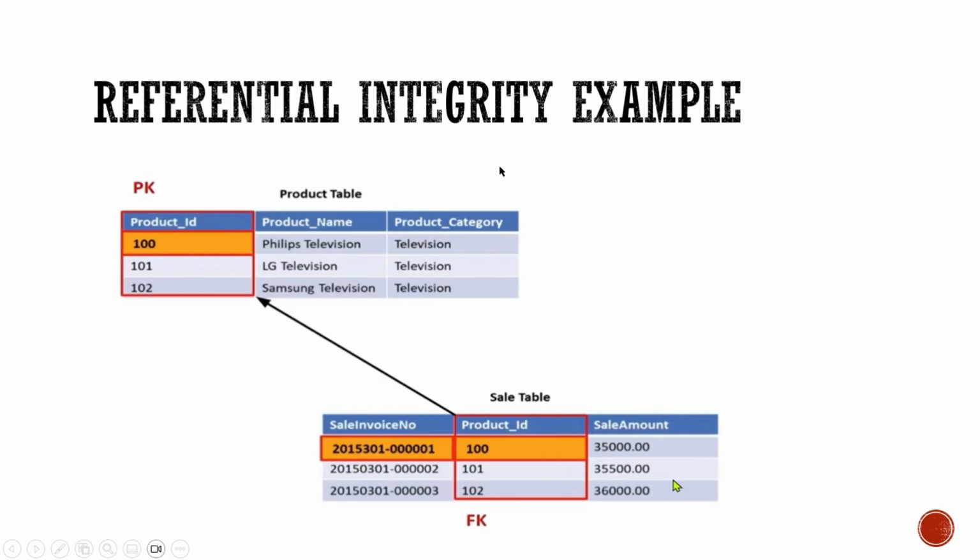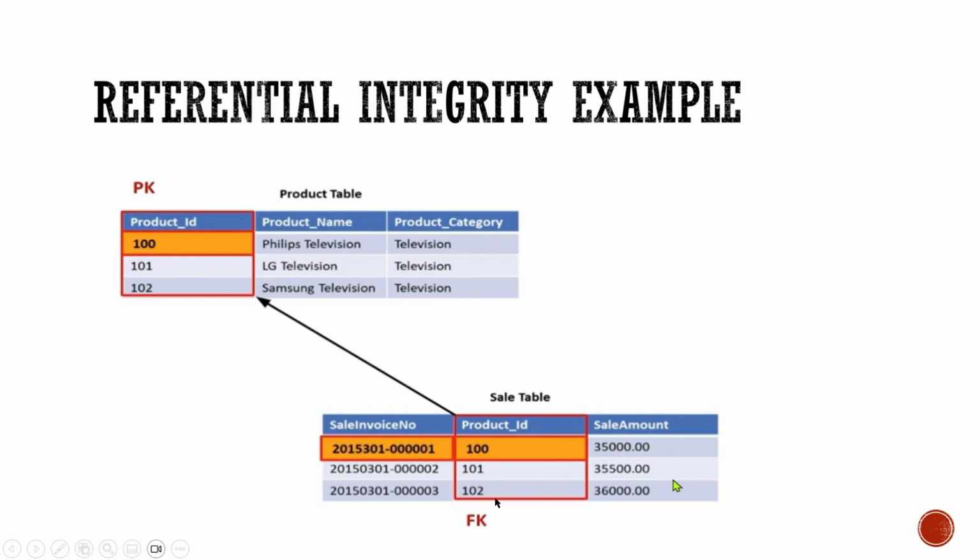Okay, you can see this is a referential example. This is a primary key, and the sales table is related to it with a foreign key. Here you can see 100, 101, 102, 100, 101, 102. So in the second table, this is a foreign key. Tomorrow if I add anything in the sales table, it will first check whether it is present in the primary table, our main table, or not.